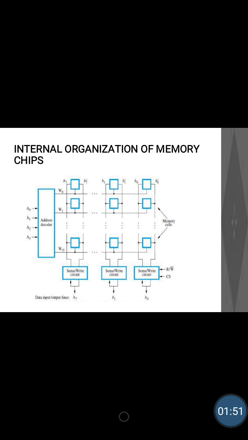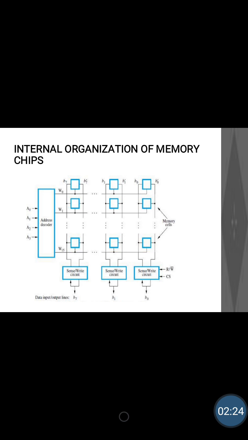The cells in each of the columns are connected to a sense or write circuit by 2 bit lines. You can see in the figure the sense and write circuits. These circuits are connected to the cells through 2 bit lines. On the rightmost side in the figure, one circuit is connected through B0, B0 bar, the next through B1, B1 bar, then B2, B2 bar, likewise up to B7, B7 bar.